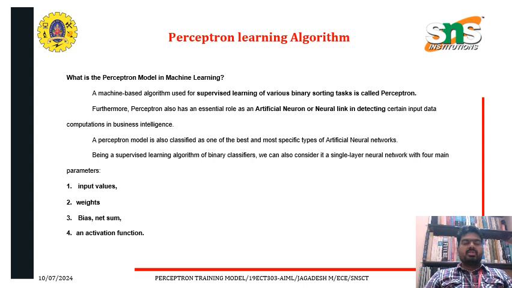So, what is actually a perceptron model in machine learning? The machine learning algorithm that uses supervised learning on various binary classification tasks is called the perceptron. Furthermore, the perceptron also has an essential role as an artificial neuron or neural link in detecting certain input data and computation in business intelligence. The perceptron model is also classified as one of the best and most specific types of artificial neural networks. Being a supervised learning algorithm for binary classification, we can also consider it a single layer neural network with four main parameters: input value, weight, bias or net sum, and activation function.